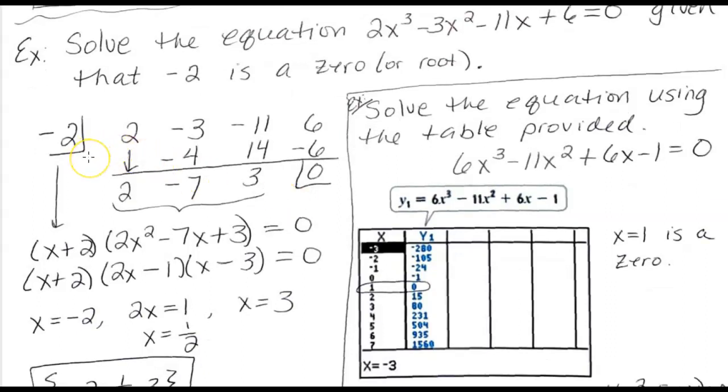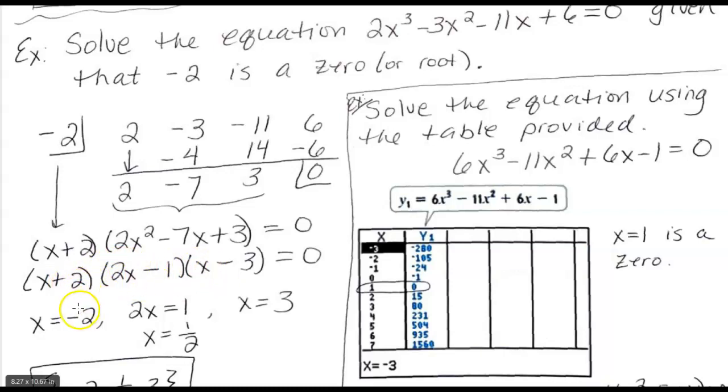All right, but more importantly, we're asked to solve the equation, so we have to take this a little bit further. So negative 2 is a root, meaning x plus 2 is one of my factors. The result, 2, negative 7, 3, represents the polynomial 2x squared minus 7x plus 3. This quadratic, we can factor ourselves into 2x minus 1 and x minus 3. So now we have it completely factored.